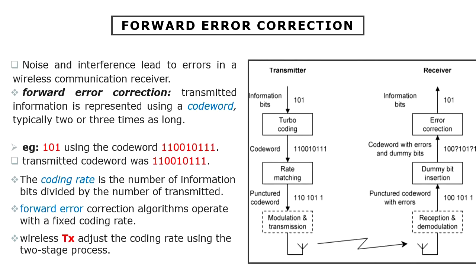In the past lessons, we saw that noise and interference lead to errors in a wireless communication receiver. These are bad enough during voice calls, but they are even more damaging to important information such as web pages and emails. But fortunately, there are several ways to solve the problem. The most important technique is forward error correction.